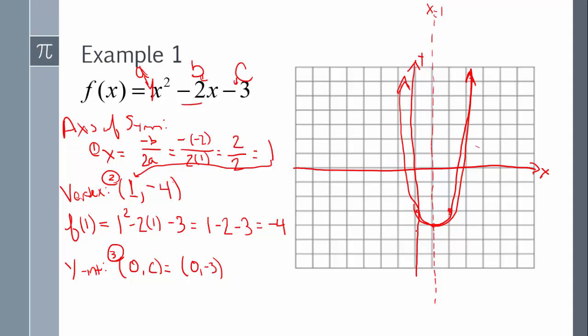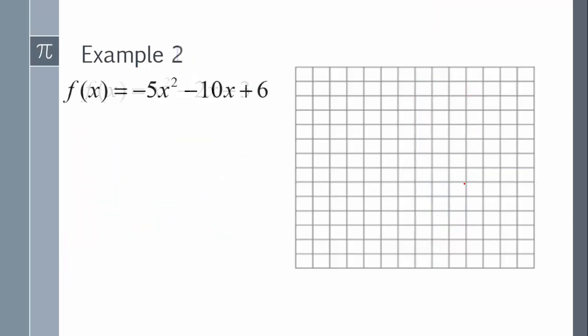Okay? We're going to look at one more in this video. f(x) equals negative 5x squared minus 10x plus 6. So again, we're in standard form, so we have an a, a b, and a c. We'll start with our axis of symmetry.